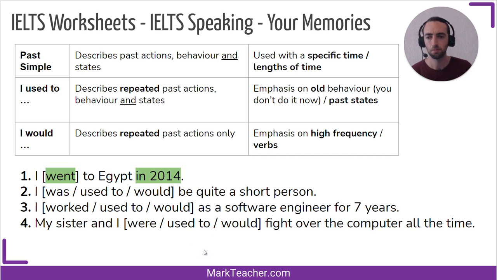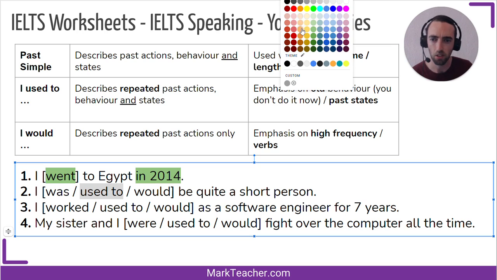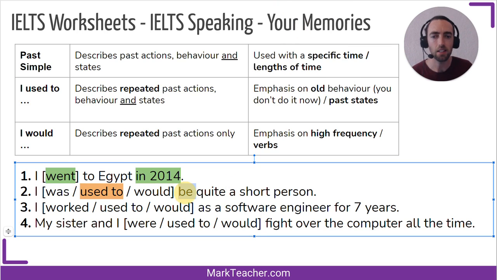Number 2, I was, I used to, I would be quite a short person. We have the verb be. So this gives us a state. Also, there is no specific time with this sentence. So we should say used to. There's no specific time, and it's a state.